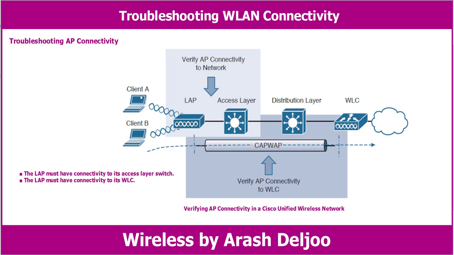Actually, as you can see here, we have client A and client B, both connected with wireless signals to the lightweight access point, and here we have wired connectivity with the distribution system or access layer switch. Here we can verify AP connectivity to the network. Also, you know that the lightweight access point, with the CAPWAP tunnels, should connect to the wireless LAN controller. Because of that, here again we should verify AP connectivity to the wireless LAN controller. Actually, these two should work, and after that the split MAC architecture will work.